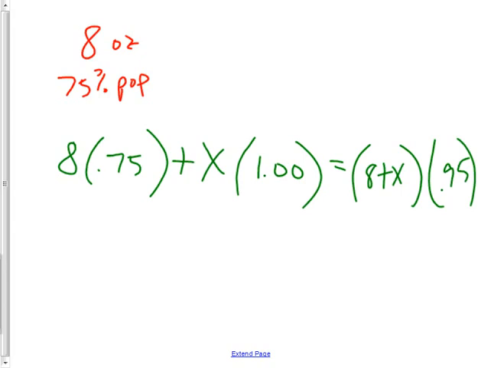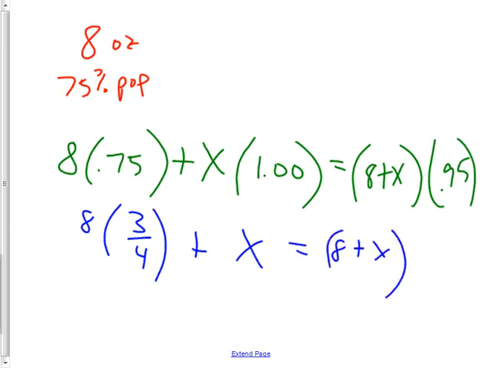Here, you would probably have to have a calculator. Well, I guess you wouldn't have to. You can use fractions. 3/4, 8 times 3 is 24, 24 fourths. It's kind of a pain, but plus x. And then I could go 8 plus x times 95 hundredths. Ugh. And then if I wanted to fix my fraction problem, I'd have to multiply everything through by 400. Yuck. Because then I get rid of the 4 and the 100. But I would just use a calculator on this one.